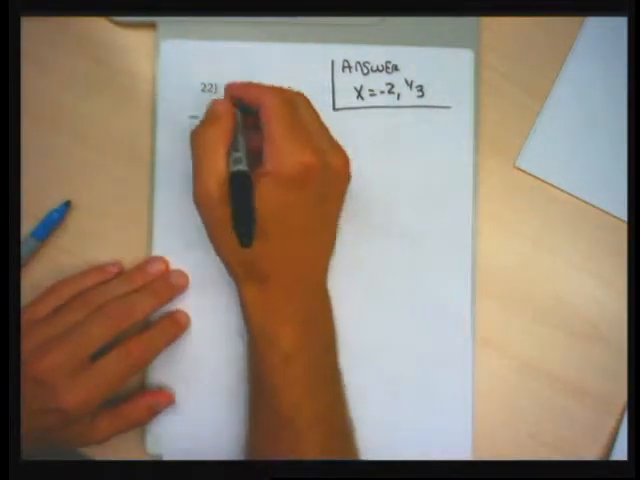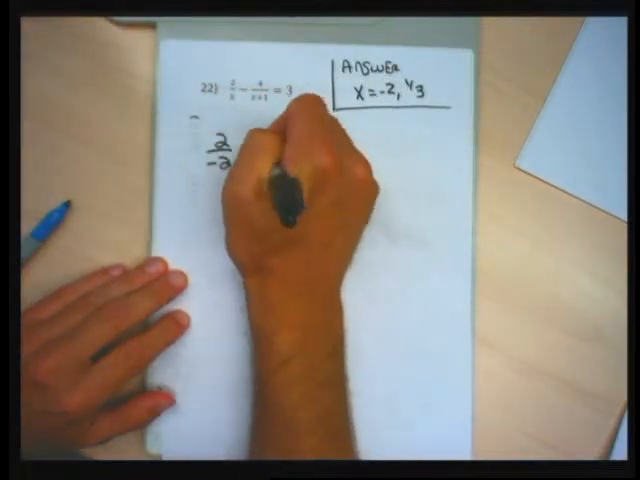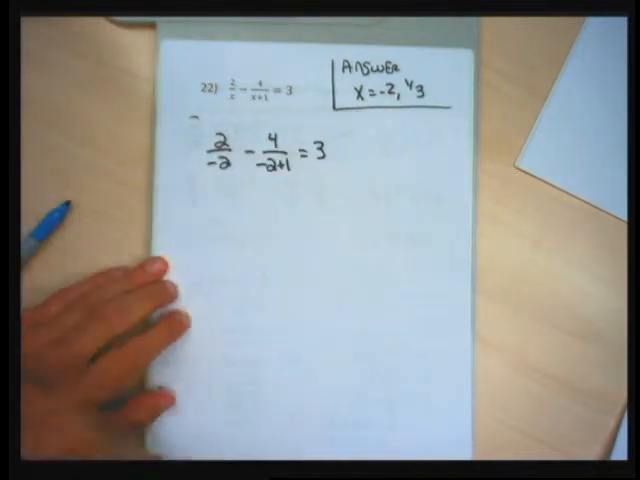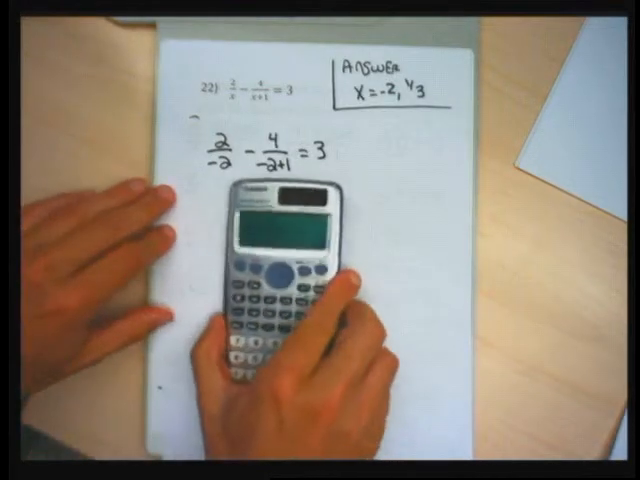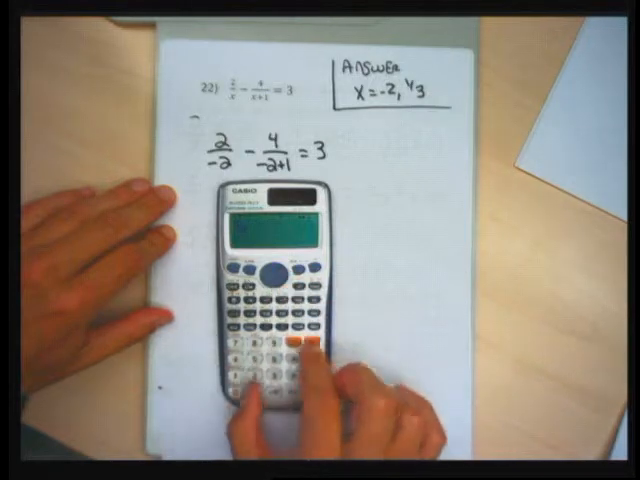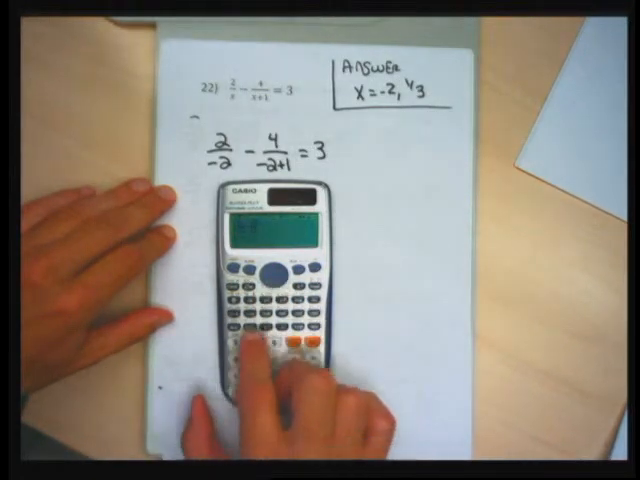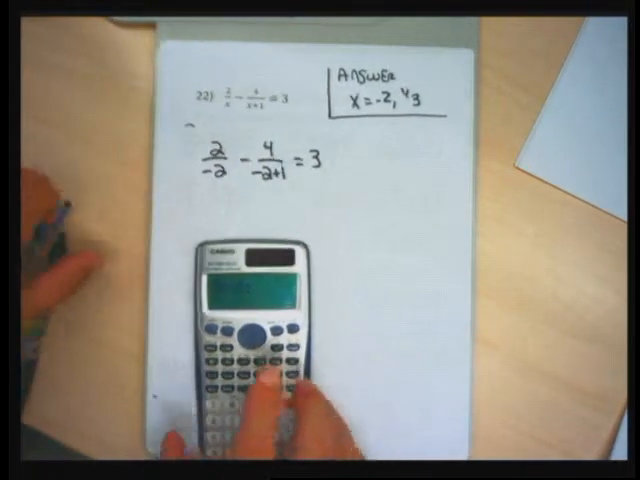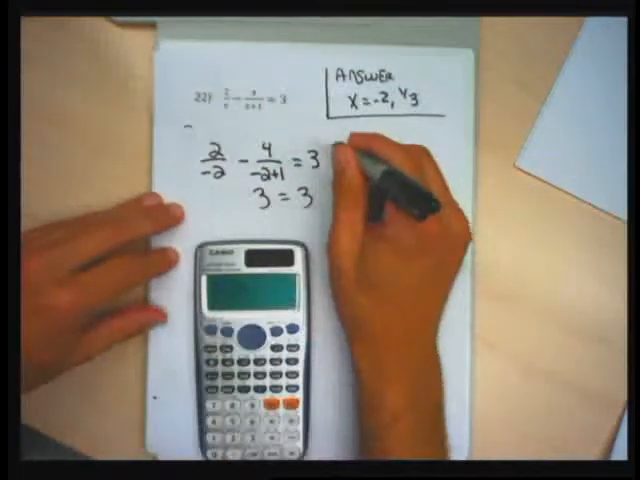So I'm going to check the negative 2 first. I'm going to go 2 over negative 2 minus 4 over negative 2 plus 1. That best equal 3. If it doesn't equal 3 and I don't get undefined, then I messed up. So first check. Fraction 2 over negative 2 minus fraction 4 over negative 2 plus 1. And I get beautiful. So I know that negative 2 is the solution because when I plug it in, it checks.